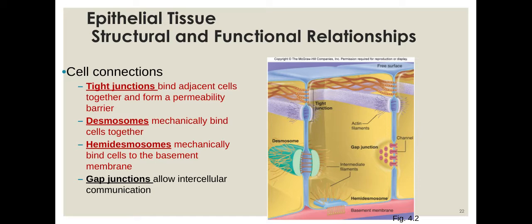Then there's desmosomes, which are like tying, mechanically binding the cells together. Then there's hemidesmosomes, which also mechanically bind things together, but it is the cell to the basement membrane. That's a hemidesmosome, whereas desmosomes will be two cells of the tissue together. And then there's something called a gap junction that is going to let things move through these cells. So it allows for intercellular communication. You can think of it like little pores or little holes that allow things to pass in between.